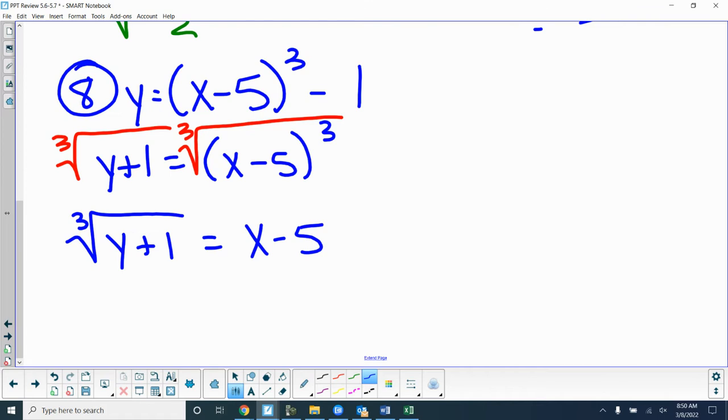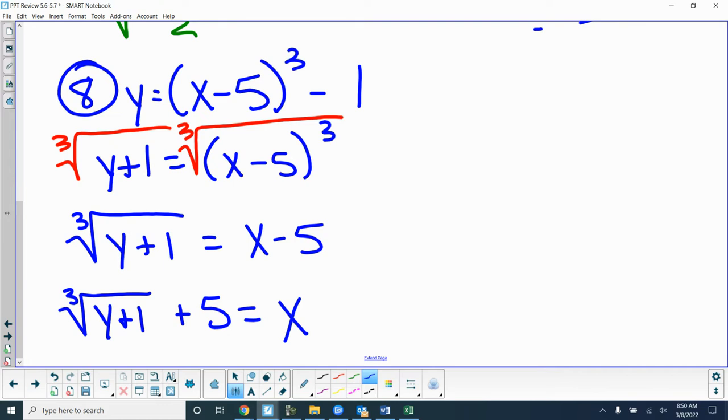Is it finished? No, I do have to do what? Yeah, move the 5 over. How do I move it over? Add it, right? So that's what it looks like when you solve for x.